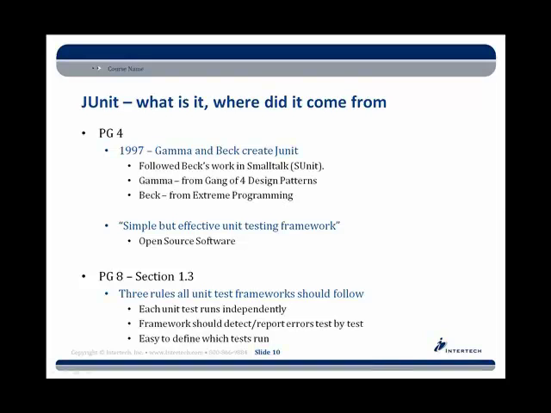Per JUnit in Action, the text that we're actually following for this course, you'll note that there are 3 rules all unit test frameworks should follow. Unit test frameworks should offer unit tests that run independently. They should detect and report errors test by test, and it should be easy to define which tests to run. All characteristics we see expressed in JUnit today.